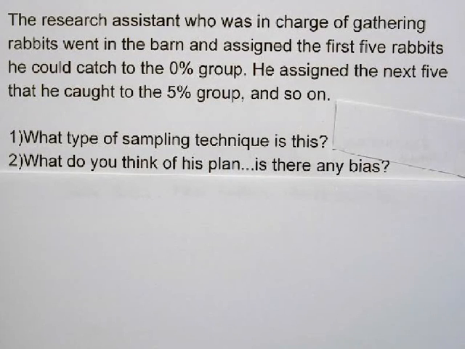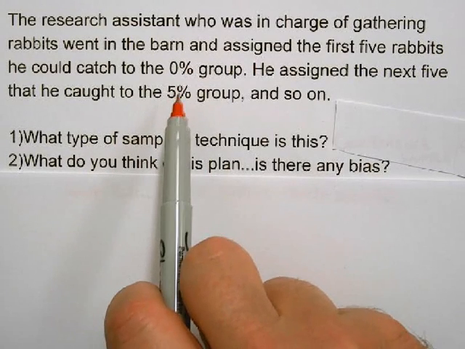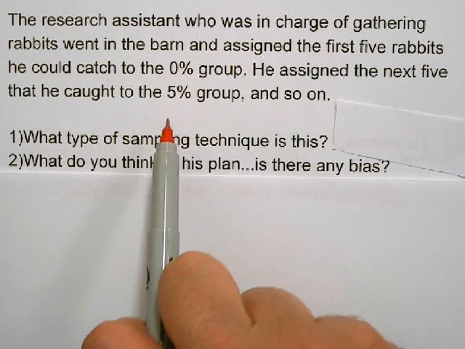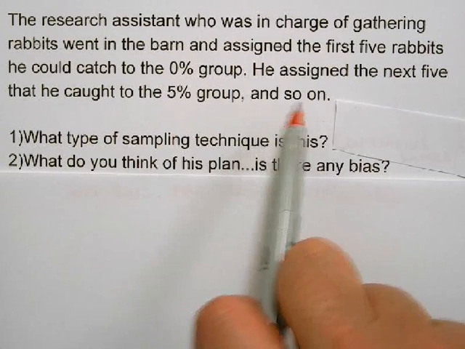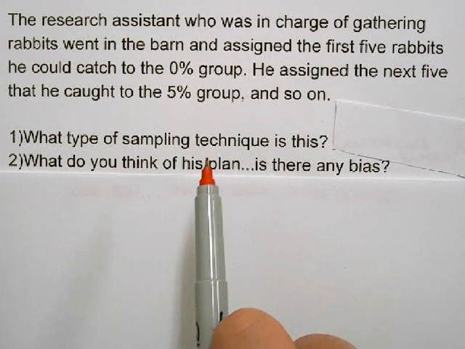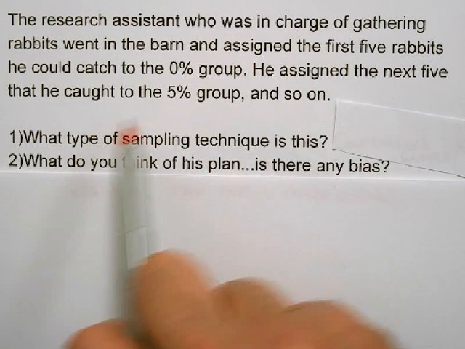So let's take a look at this sampling method and try to answer some questions about it. Okay, if the researcher is going to take the first five rabbits he catches and assign them to the 0% group, and then the next five he's going to put in the 5% group, and he's going to continue that on until he fills all the groups with the next batch of five rabbits that he catches.